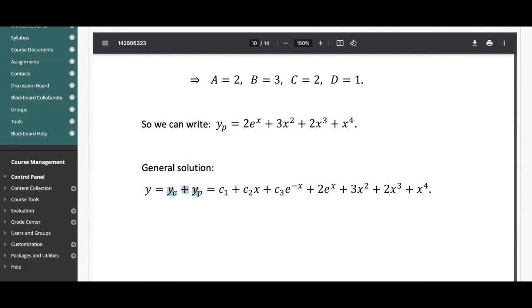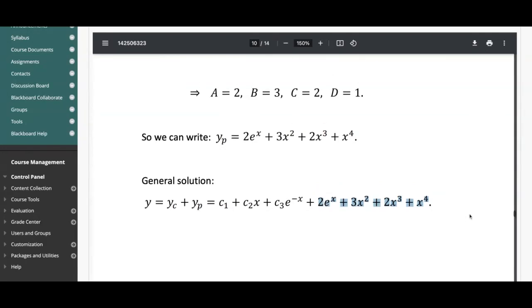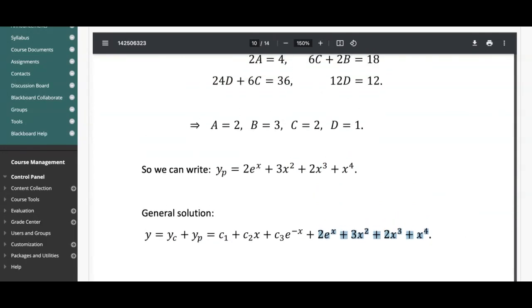So our general solution would be the two parts: the complementary solution and a particular solution. Any questions?